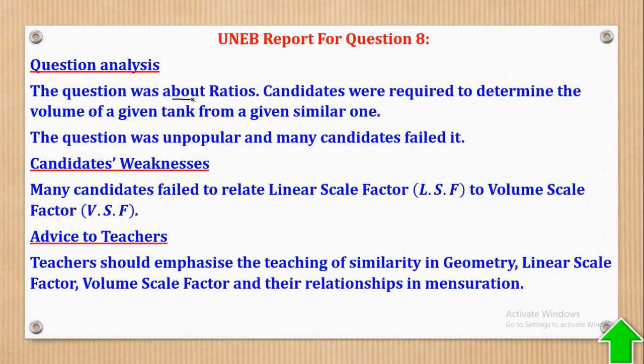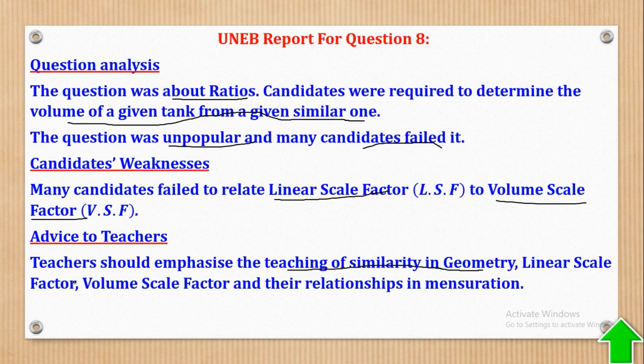So the question was about ratios. Candidates were required to determine the volume of a given tank from a given similar one. The question was unpopular and many candidates failed it. Unpopular means that it appears less frequently in the previous past papers. So the weakness is that many candidates failed to relate linear scale factor to volume scale factor. And we advise that teachers should emphasize the teaching of similarity in geometry, linear scale factor, volume scale factor, and their relationships in mensuration.